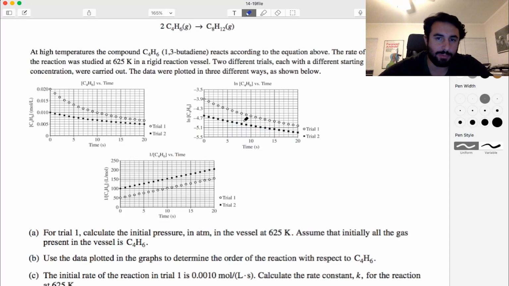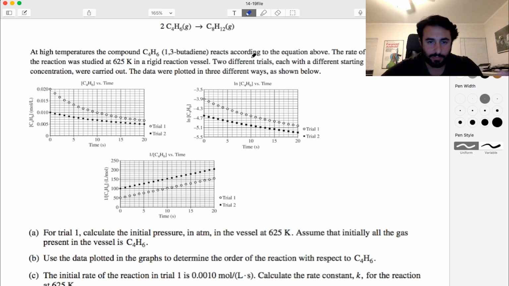Okay, we have a short problem here regarding some kinetics. At high temperatures, this compound, 1,3-butadiene, reacts according to the equation above. The rate of the reaction was studied at 625 Kelvin in a rigid reaction vessel. Two different trials, each with a different starting concentration, were carried out. The data were plotted in three different ways, as shown below.